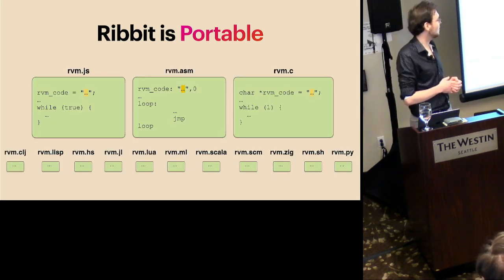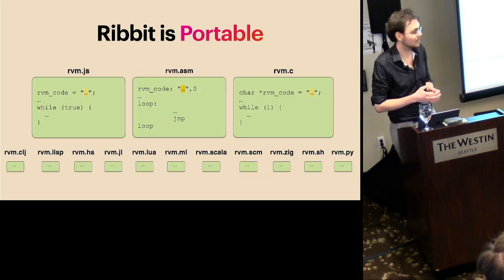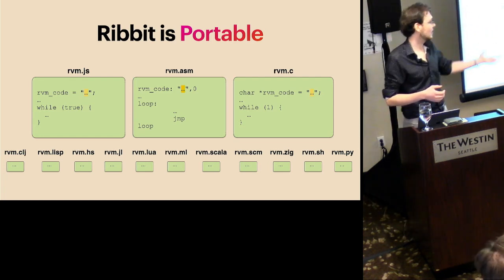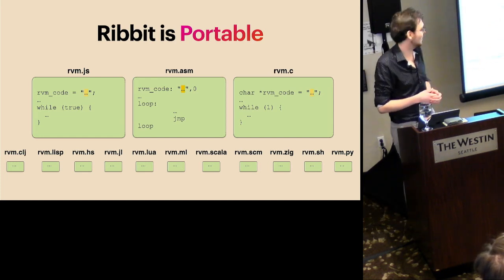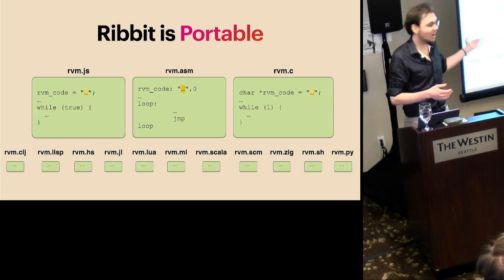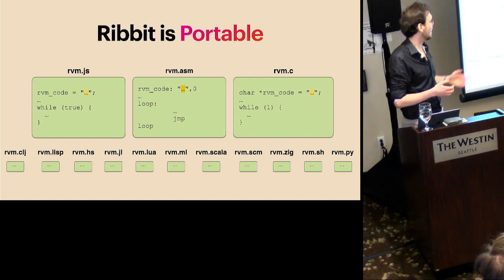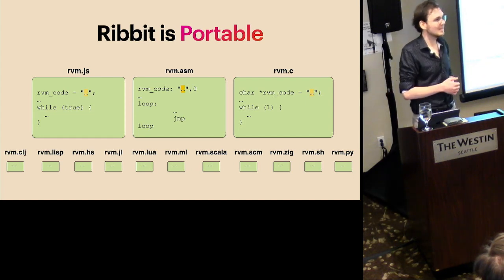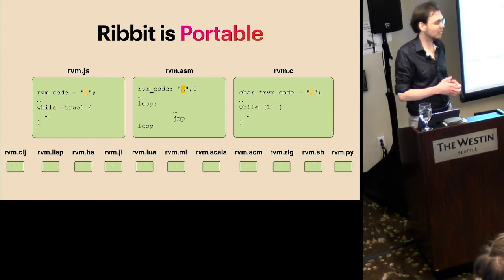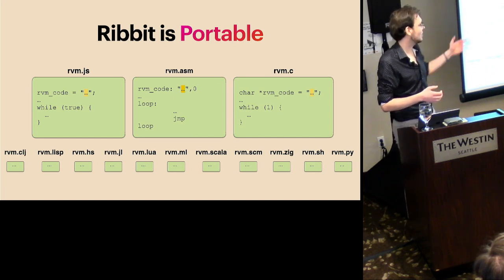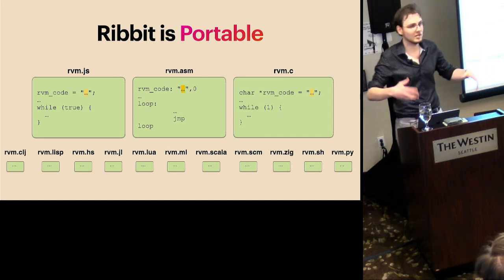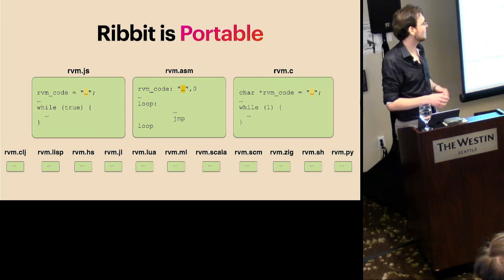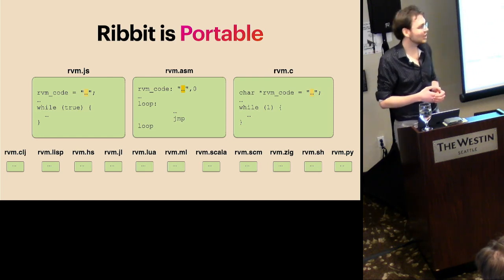And here are some implementations that we already have in Ribbit. There's one in JavaScript, in assembly, in C, and there are more of them here below. As you can see, they all have a similar structure. We all have the RVM code, which is kind of a bytecode. It's not really a bytecode; I'll go more over exactly what it is. And here we just have a while loop to represent the interpretation of this kind of bytecode. So as we can see, we have a couple of hosts right there.